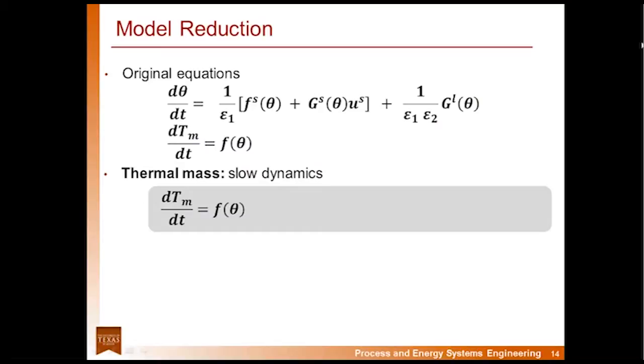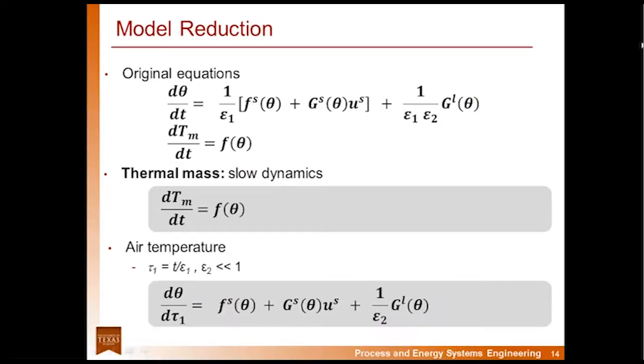So again, here is the general form of our model. And we begin by looking at the equation for temperature and the thermal mass, or the structural elements. And these will be the slowest dynamics of our system. To look at the faster dynamics, we define a new time scale, tau1.